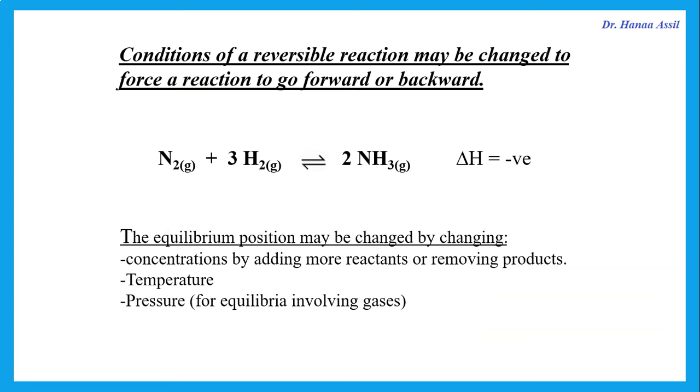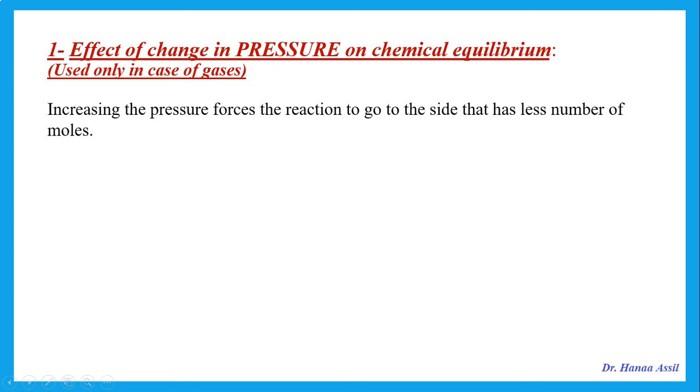Now, what are the conditions that we could change in order to force a forward reaction or a backward reaction? Remember, we can either change concentrations of reactants and products, so we could add more reactants or remove the products as they're formed, or we could change temperature, or we could change pressure. So what happens if we change each of these factors?